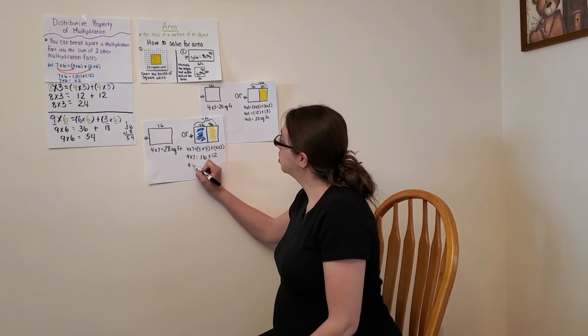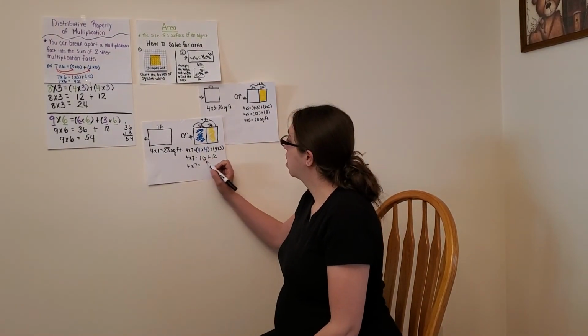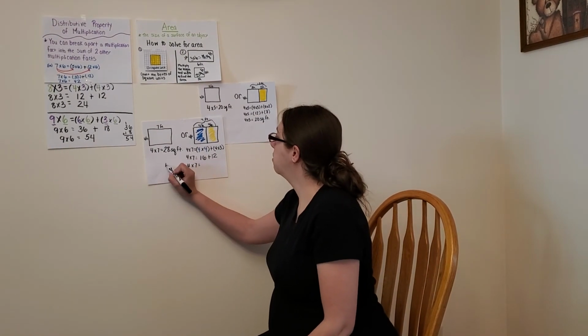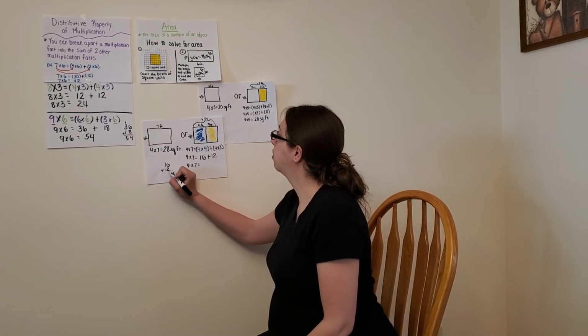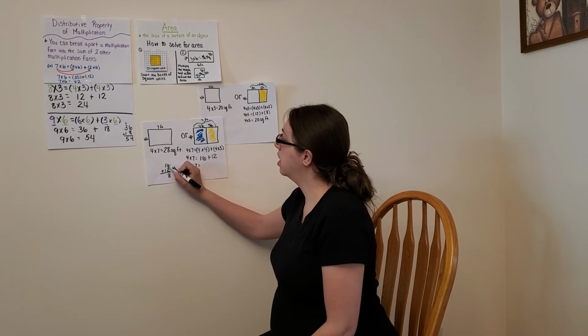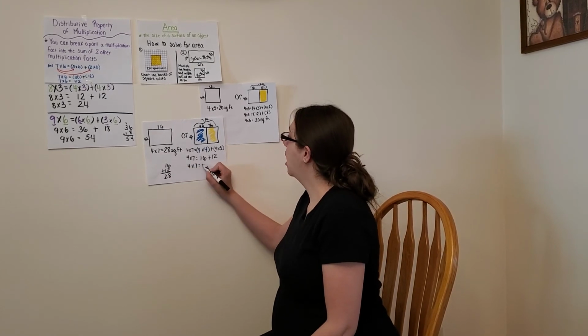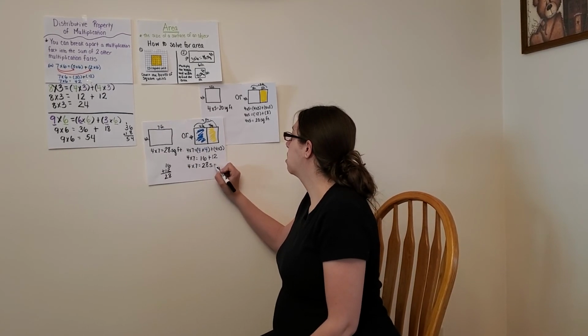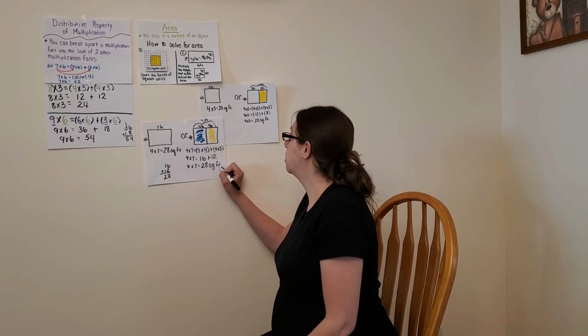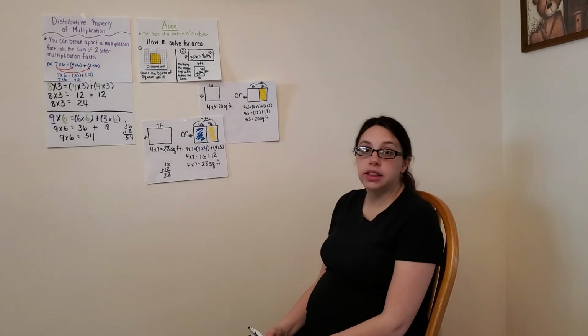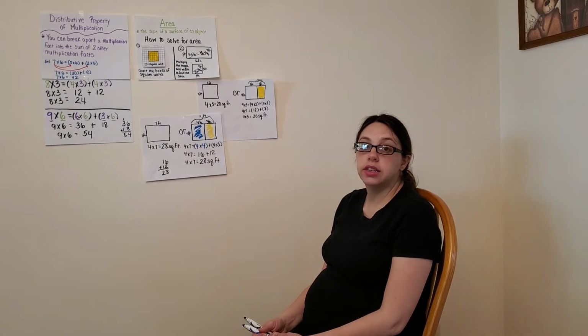When I add those together, if I'm not sure, I can line them up. 16 plus 12. 6 plus 2 is 8. 1 plus 1 is 2. I have 28 square feet.